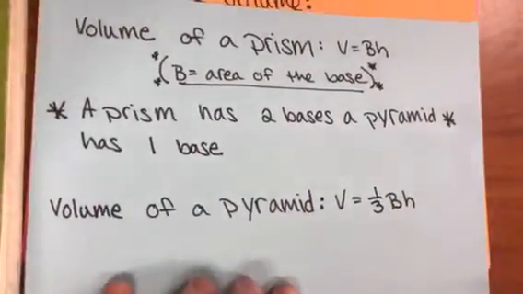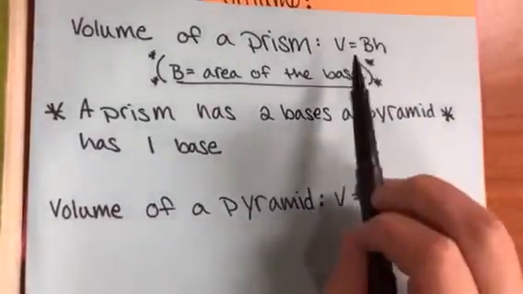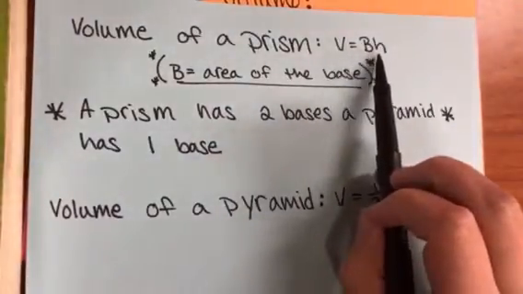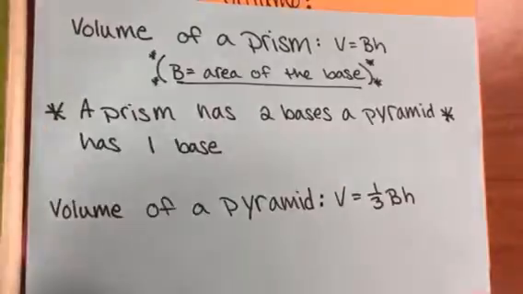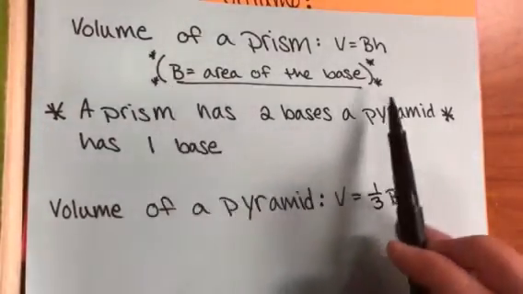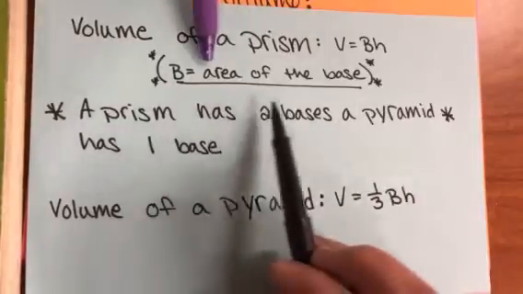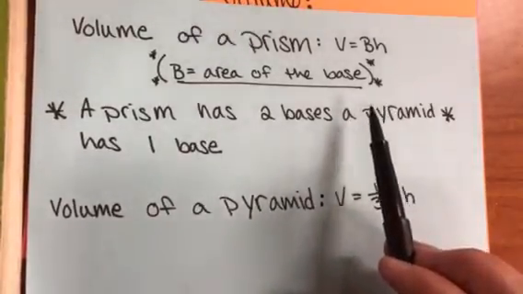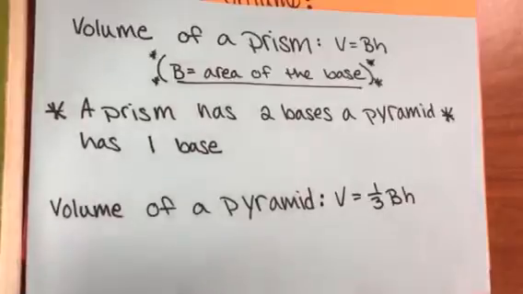So the volume of a prism is V equals big B times H. Why did I capitalize that B? Because it's special. It doesn't mean base. It stands for the area of the base. You have to be really careful with your big B's and little b's, because the little b is the base edge, and the big B is the area of the total base.